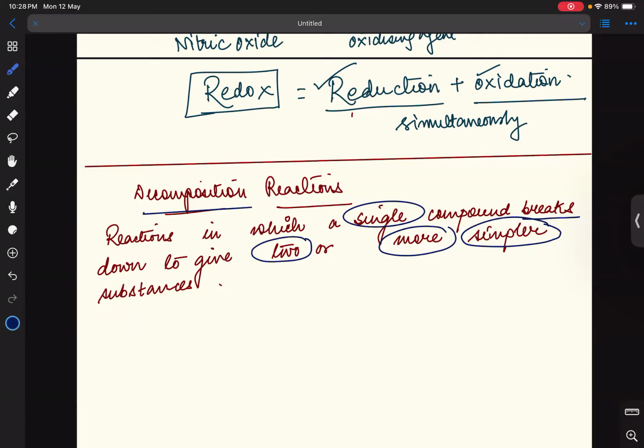But you have to remember that there are many ways in which we decompose compounds. For example, decomposition can be done by heat. Decomposition can be done by electricity. Decomposition can also be done by light. So we will categorize different decompositions and learn what they are and the examples. So first, let's study about thermal decomposition.